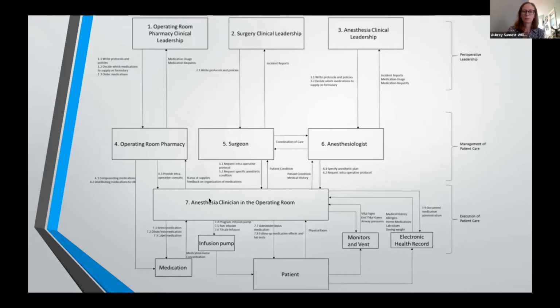So this is where the person in the operating room is focusing on caring for the patient, and they're doing it via control of medications, using infusion pumps, getting information from monitors and ventilators and the electronic health record, the much maligned electronic health record. So this was what we ended up with for a control structure, 7 controllers divided into 3 tiers, and really almost 3 different silos in a way, between the pharmacy, the surgical leadership, and the anesthesia leadership, but all of them interacting.